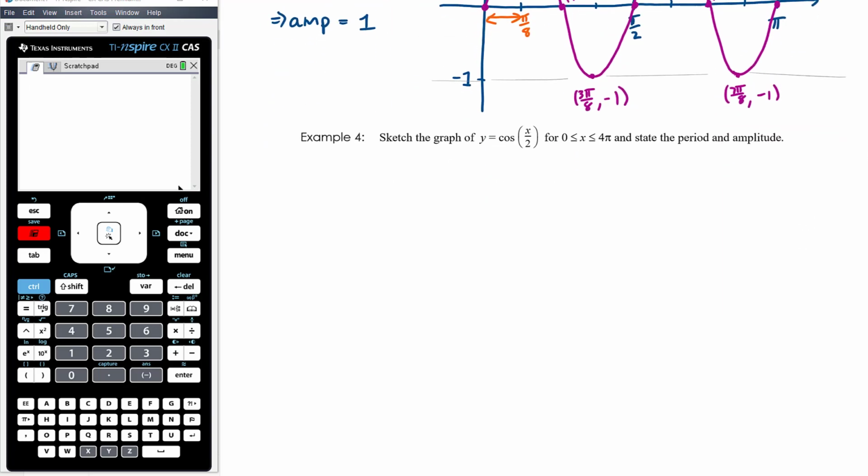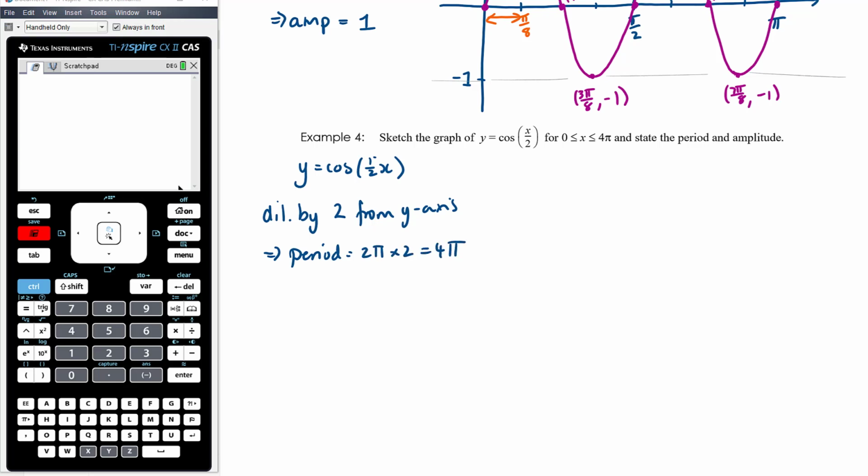Okay, sketch the graph of cos of x on 2. Remembering that this is y equals cos of half x, that means we've dilated by a factor of the reciprocal of half, 2, from the y-axis. So that means our period has doubled. Our period is 2 pi multiplied by 2, so that is 4 pi. Our amplitude hasn't changed, so our amplitude is going to be 1.